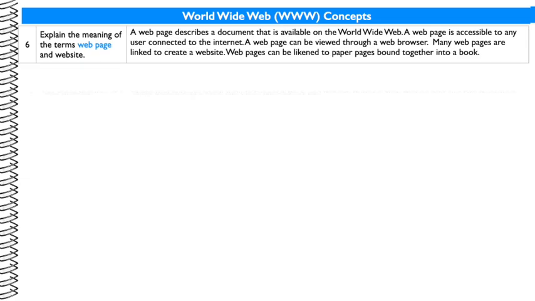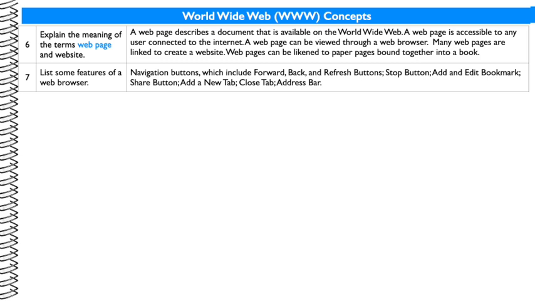Explain the meaning of the terms web page and website. A web page describes a document that is available on the World Wide Web. A web page is accessible to any user connected to the Internet. A web page can be viewed through a web browser. Many web pages are linked to create a website. Web pages can be likened to paper pages bound together into a book.